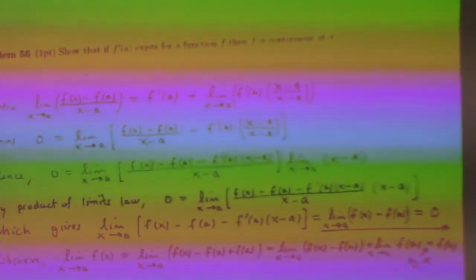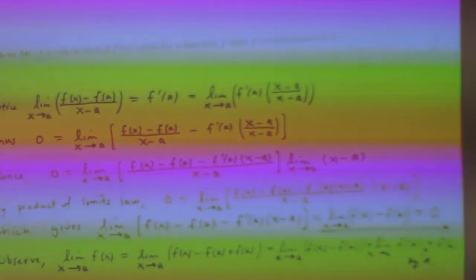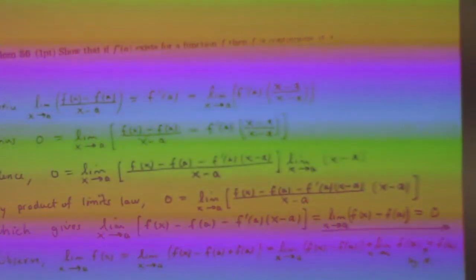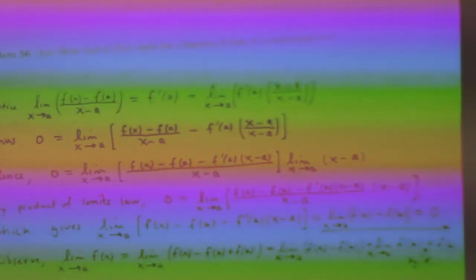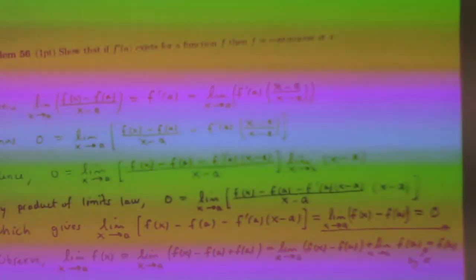Now, I think the way I argued it in class was easier, but this one, I think it's more important for you to know the result than the proof. Like, it's important for you to know that if a function is differentiable, then it's continuous, all right? The converse direction is not true.